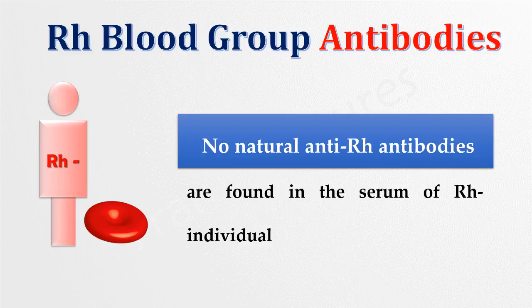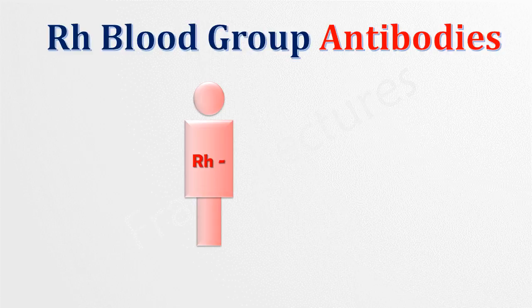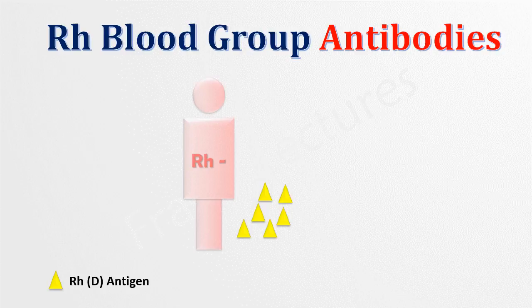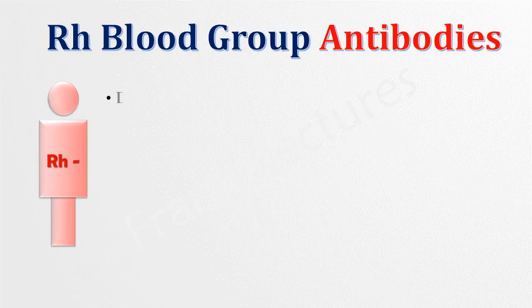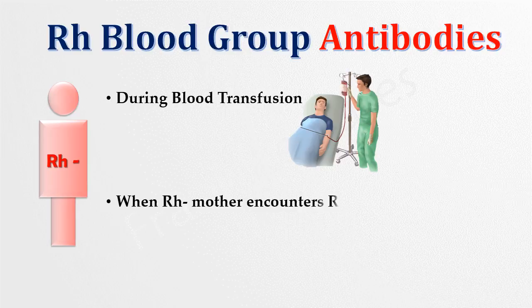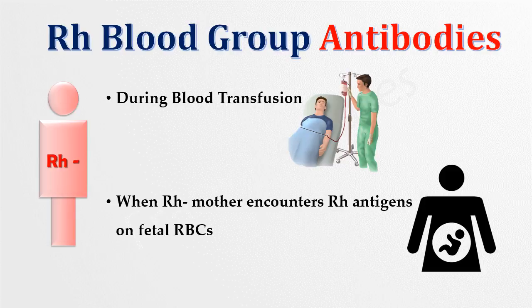But if Rh negative individuals are exposed to Rh antigens, their immune system can be sensitized to produce anti-Rh antibodies. This exposure of Rh negative individuals to Rh antigen can happen in two cases. First, during blood transfusion. Second, when Rh negative mother encounters Rh antigens on fetal RBCs. Details of these two cases will be studied in coming video lectures.